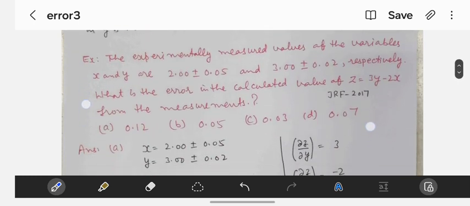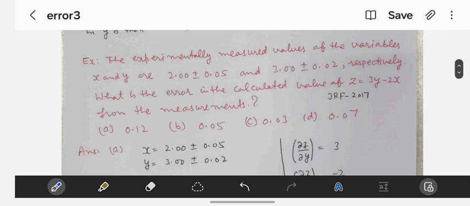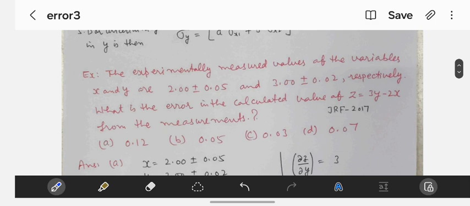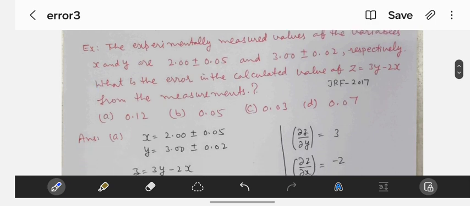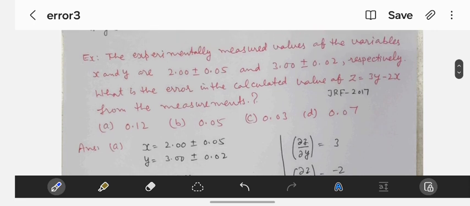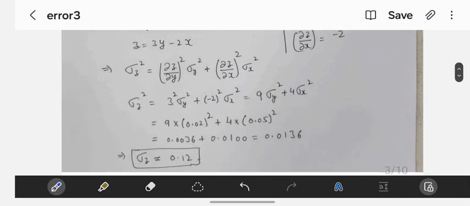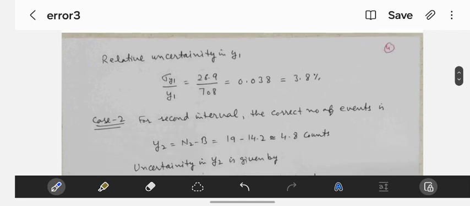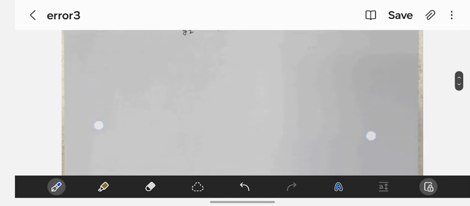There is this question asked in GATE 2017. The experimentally measured values of variables x and y are given. What is the error in the calculated value of z from the measurements? So z is given as 3y minus 2x, so a and b are 3 and minus 2. Just square them, 9 and 4, with sigma y square and sigma x square. Use the formula and you will get sigma z equal to 0.12. We already discussed this page.